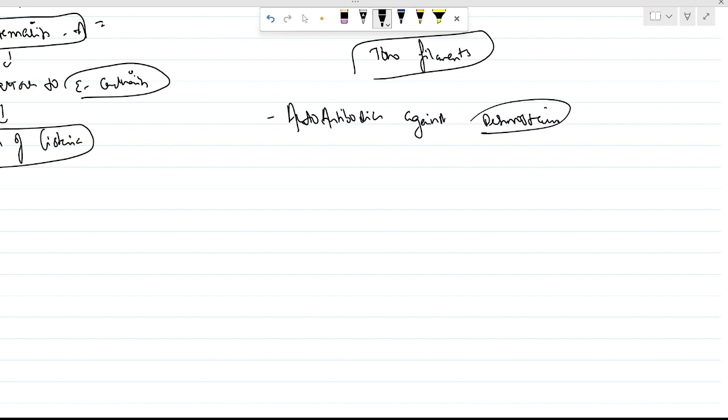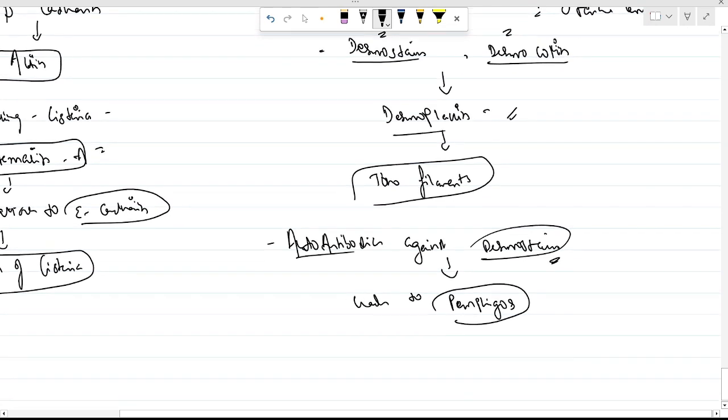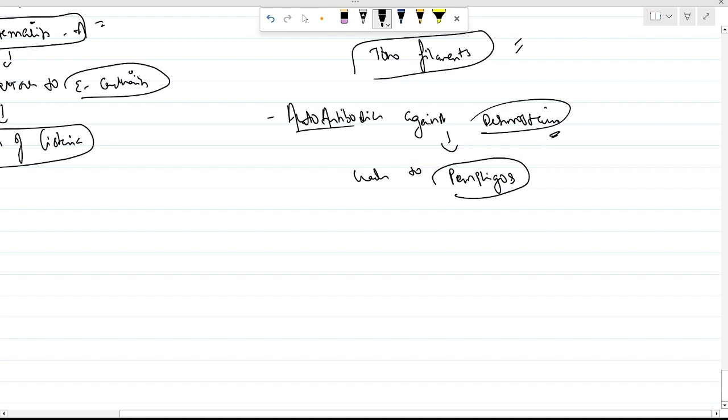So autoantibodies against desmoglein lead to a condition called pemphigus. This condition of pemphigus is due to autoantibodies against desmoglein. Desmoglein is a primary protein in the arrangement of desmosomes, attached to desmoplakin, further attached to the tonofilaments, that are the cytoskeletal filaments. So this condition of autoantibodies against desmoglein is called pemphigus.